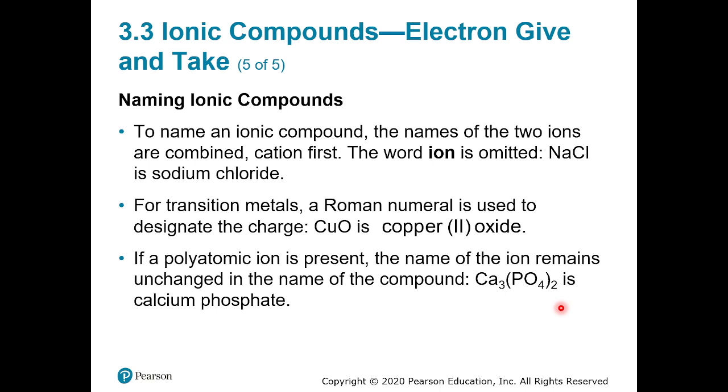All right. So if a polyatomic ion is present, the name of the ion is going to remain unchanged in the name of the compound. For example, right here, we're going to have calcium phosphate. Remember, the polyatomic ions are already ions, right? So their names already tell us they're ions. We don't have to do anything to indicate that they're ions.